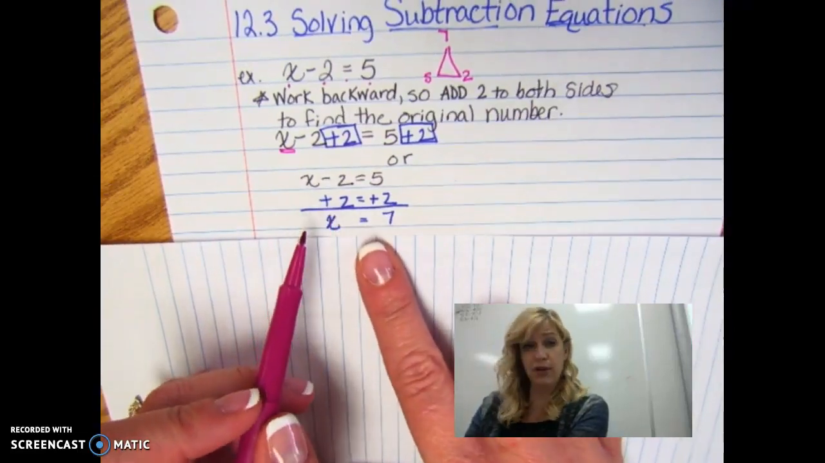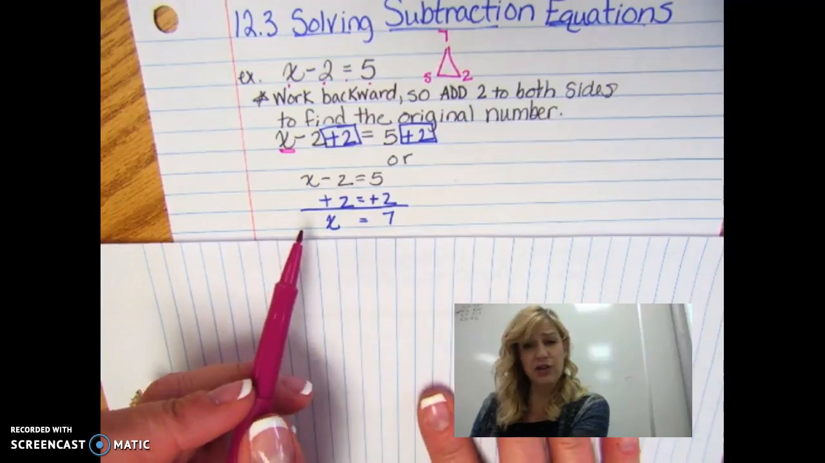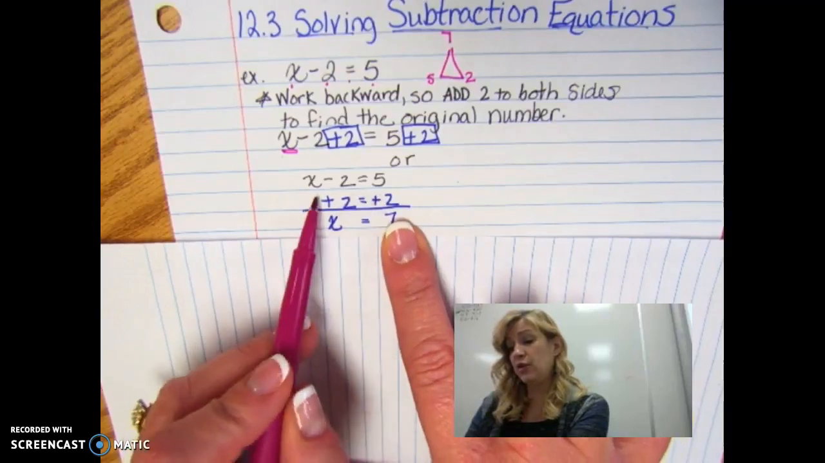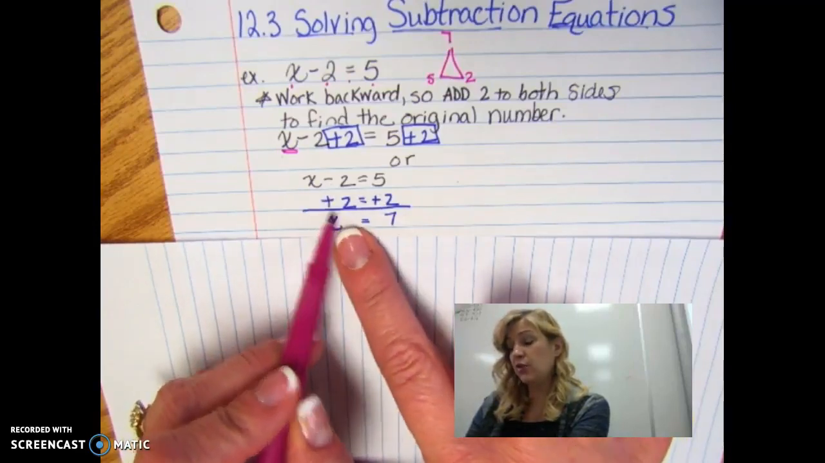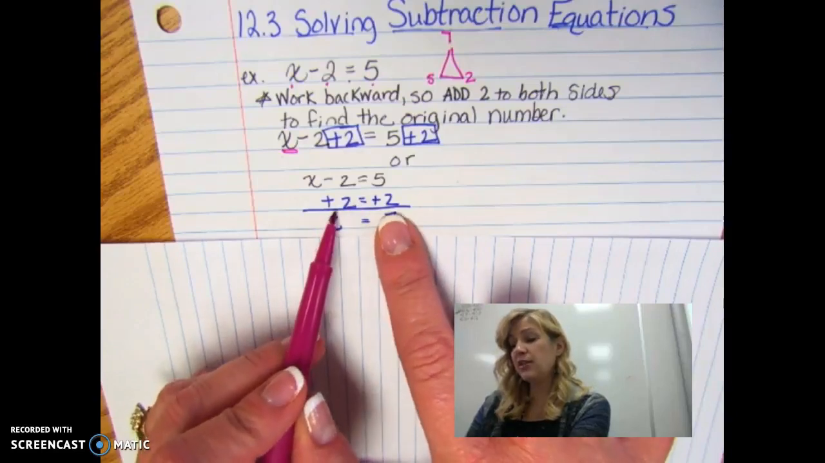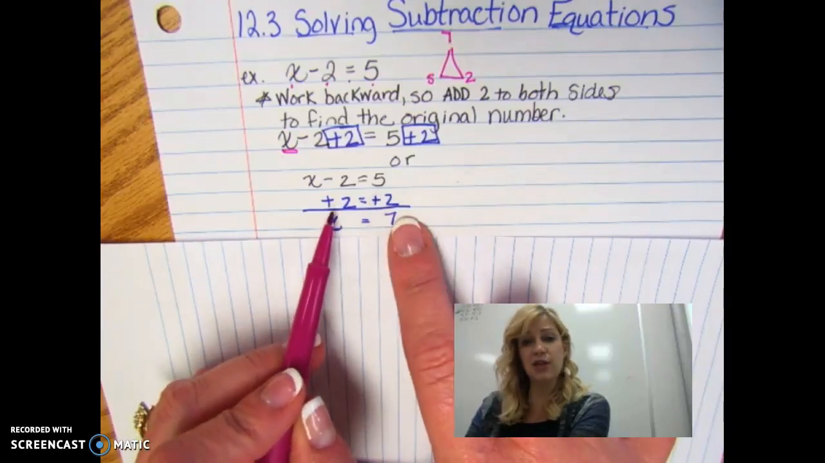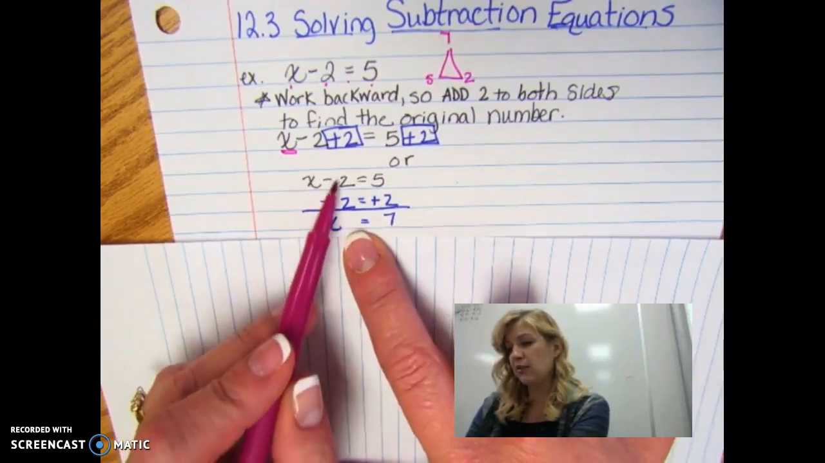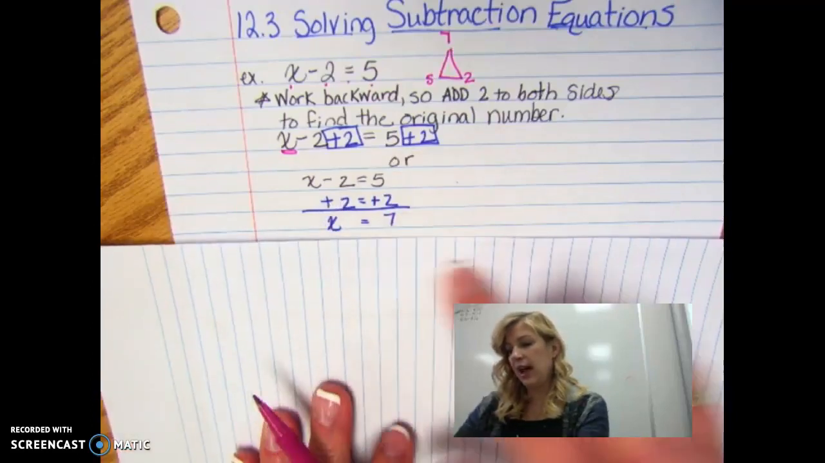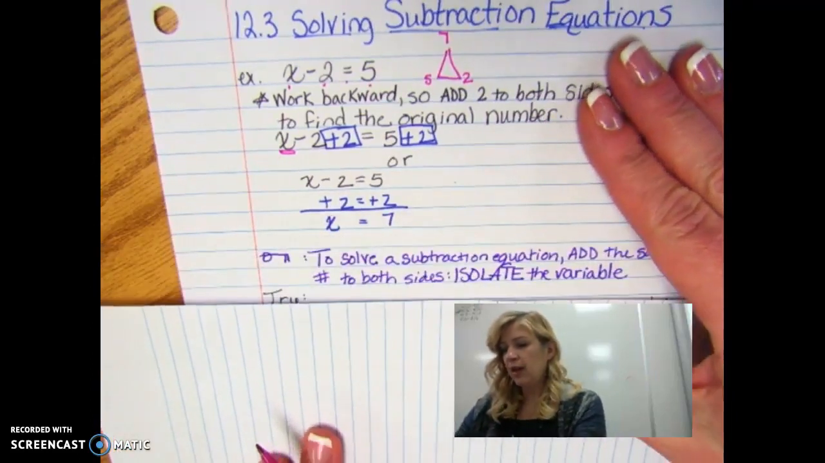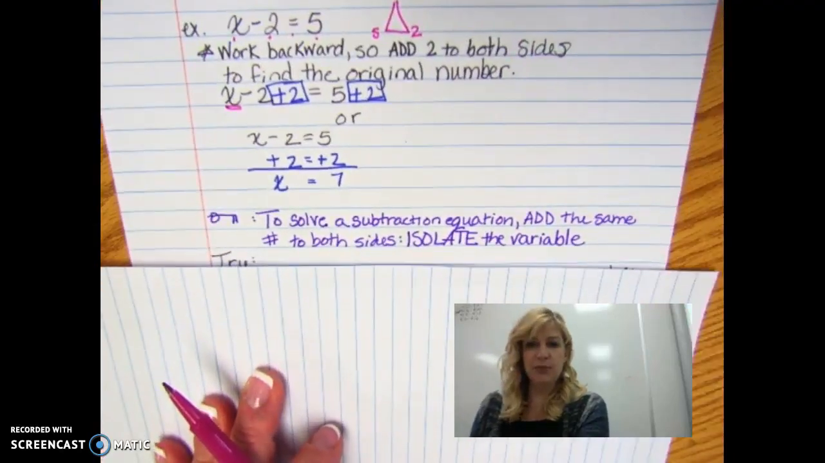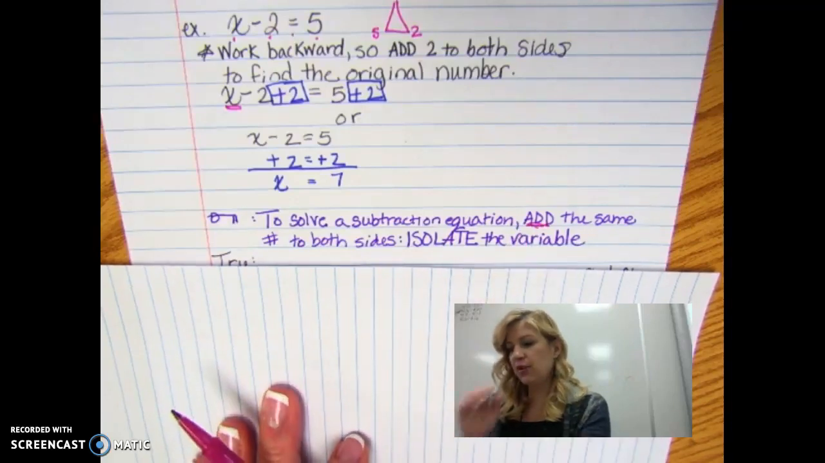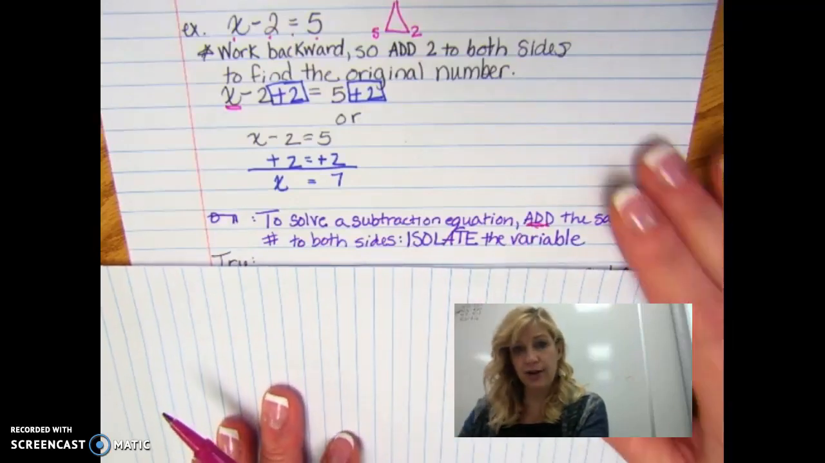I had a really wonderful chemistry teacher who taught algebra quite well on the side, and he always had you do a layer where you do a plus 2 and a plus 2, and he showed a plus 2 is equal to a plus 2. You're doing nothing to the equation to make it unbalanced, and so what ends up happening is this zeroes out. 5 plus 2 is 7, x equals 7. So the key is to solve a subtraction equation, add the same number to both sides, isolate the variable.